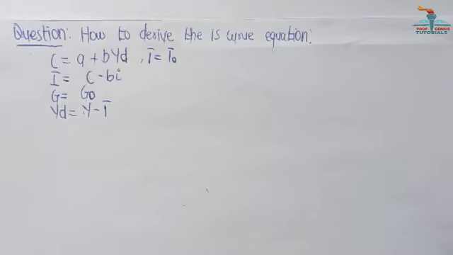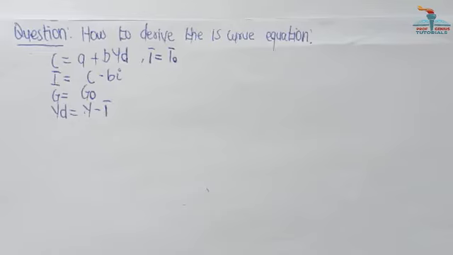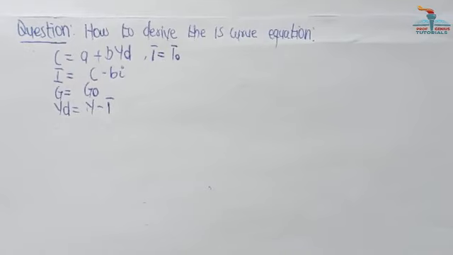In this tutorial, we are going to study how to derive the IS curve equation. And we said that the IS curve equation is used to find the equilibrium level of output or the equilibrium level of national income or GDP.